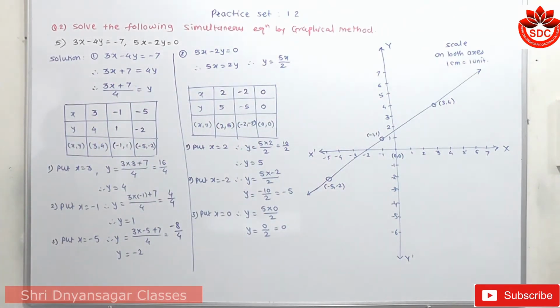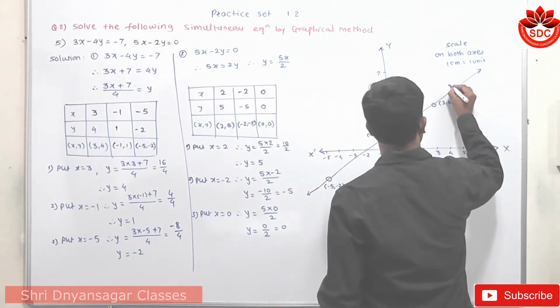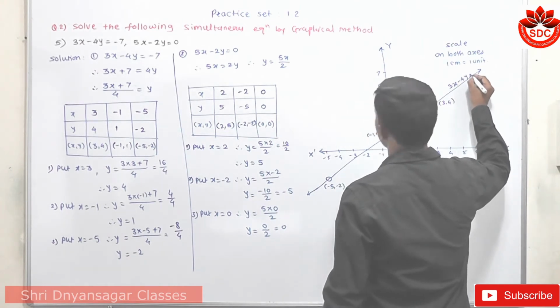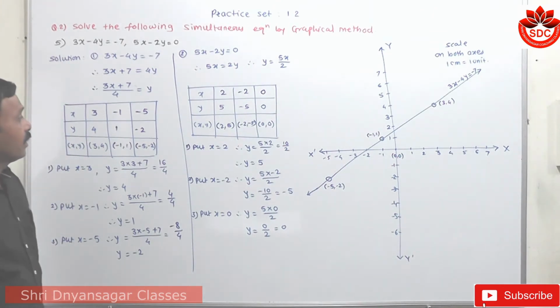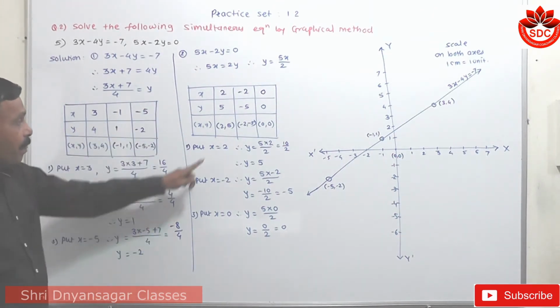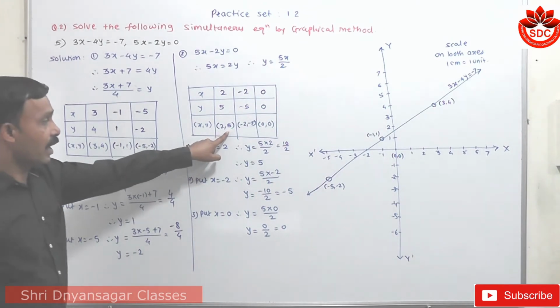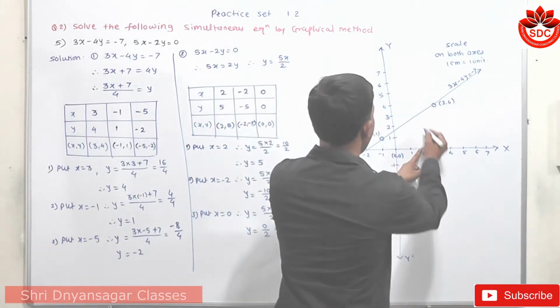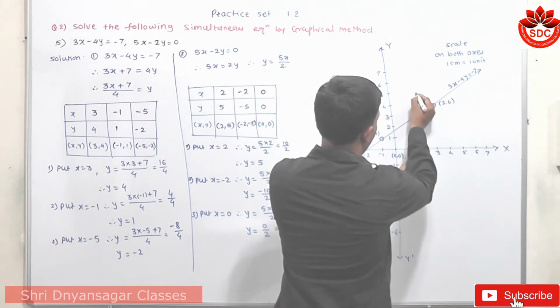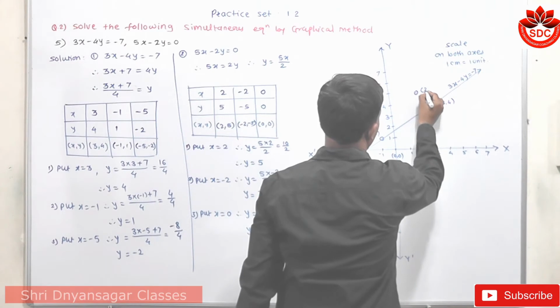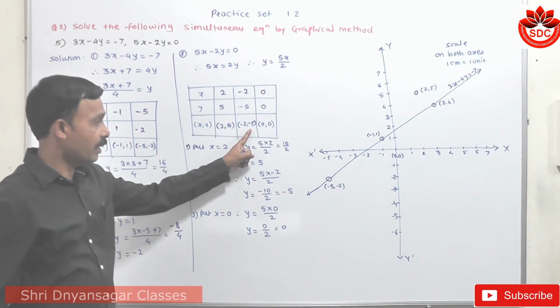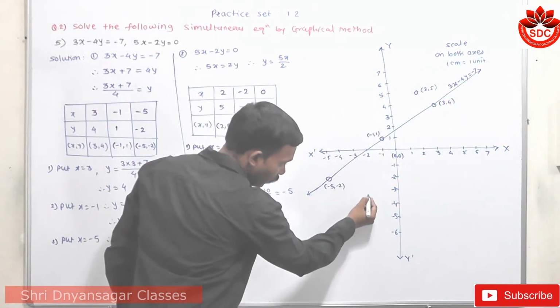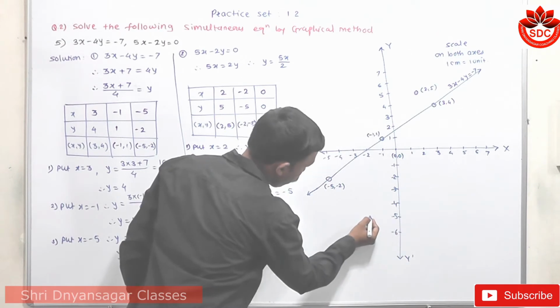Now I have taken their equation of the line, 3x minus 4y is equal to minus 7. Right? Always write the equation of the required lines. Now the second one is 5x minus 2y is equal to 0. The point 2 and 5 lies in the first quadrant, these are 2 and 5. Then the second one is minus 2 and minus 5, which lies in the third quadrant: minus 2 and this is minus 5.